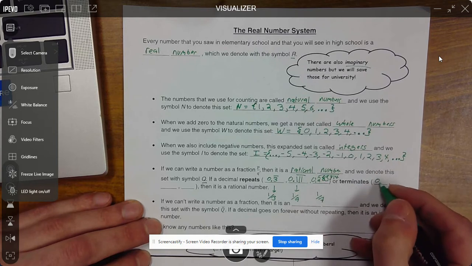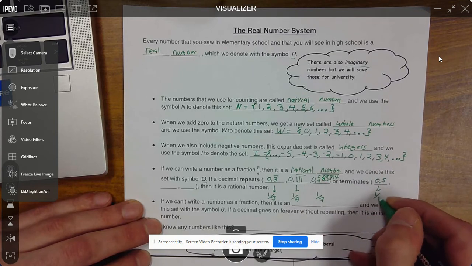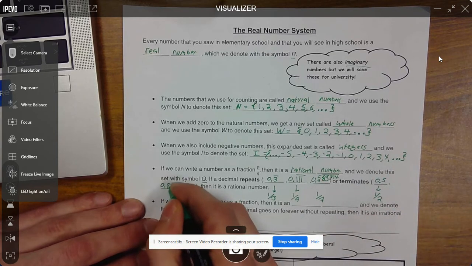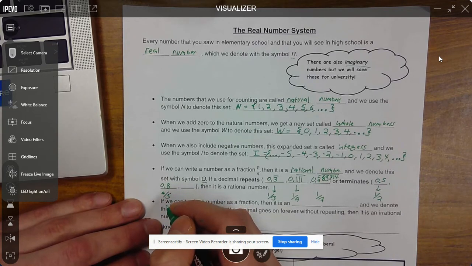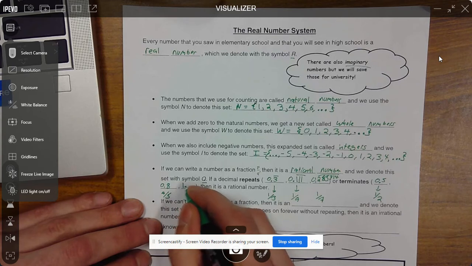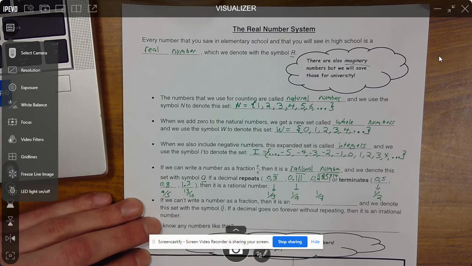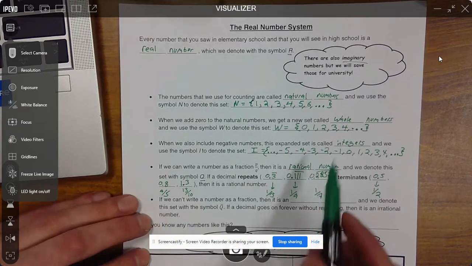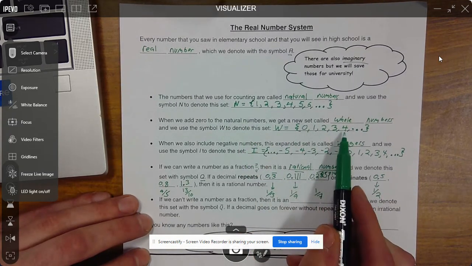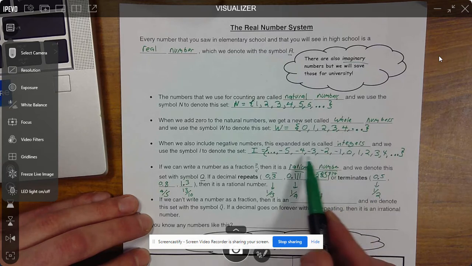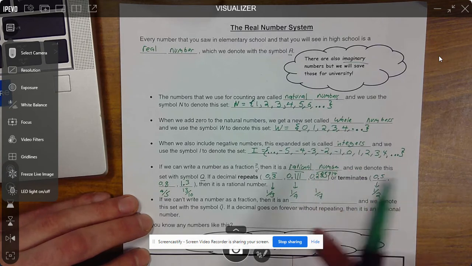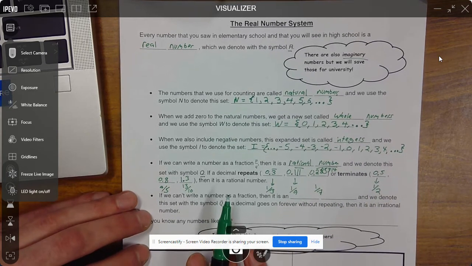If the decimal terminates, 0.5 is 1/2, 0.8 might be 4/5. Anything that we can write as a fraction is a rational number. So decimals, maybe 1.3, so that's 13 over 10. So if we can write it as a fraction, it's rational. So that includes all of the natural numbers, because I could write 4 as 4 over 1. It includes all of the integers. So rationals are our biggest subset yet.